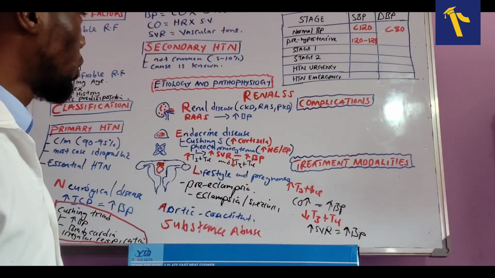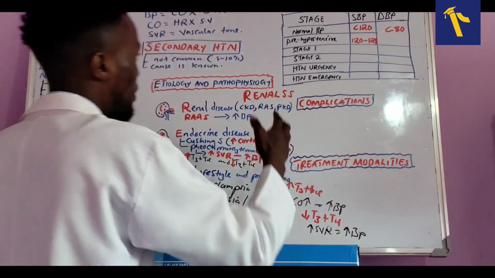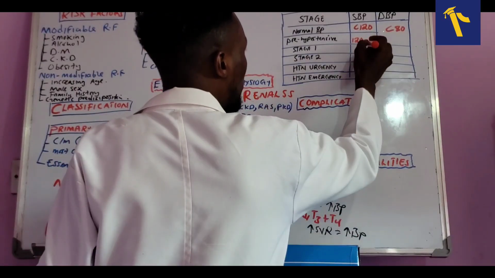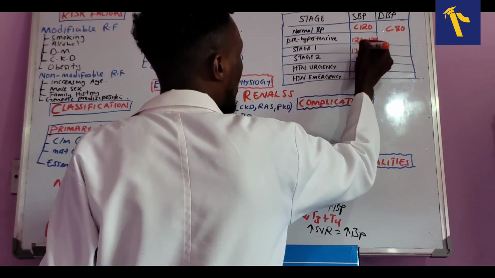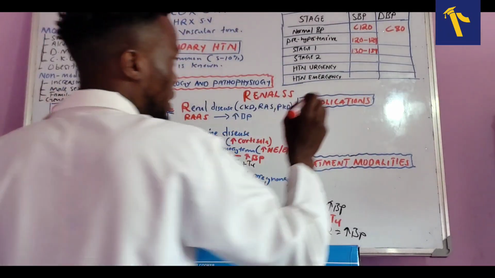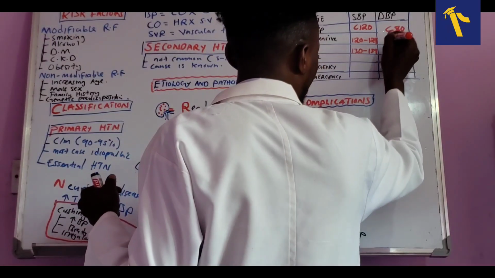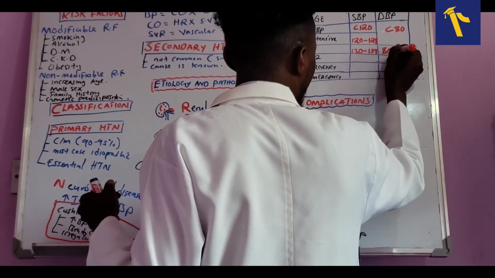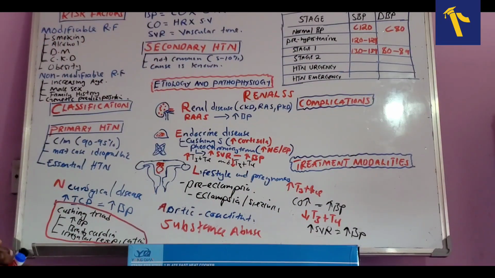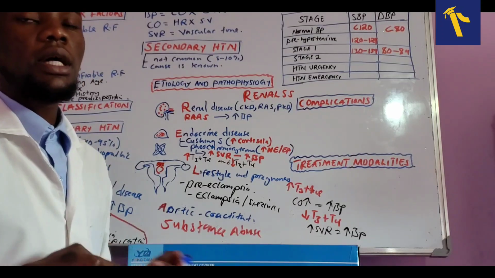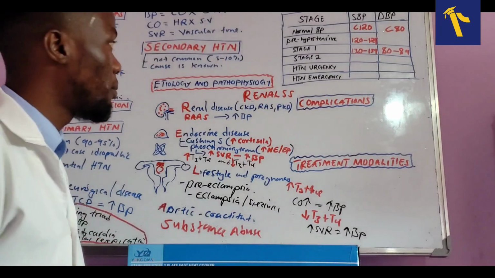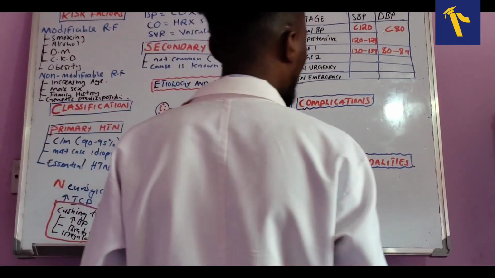Okay, for stage 1 hypertension, someone with stage 1 hypertension is going to have a different systolic blood pressure. Here they are going to have 130 to 139. So 130 to 139, that is stage 1. But for diastolic blood pressure, it will start increasing from 80 to 89. Okay, that is stage 1: 130 to 139 systolic, as well as diastolic 80 to 89 millimeter of mercury. Okay, we go to stage 2.